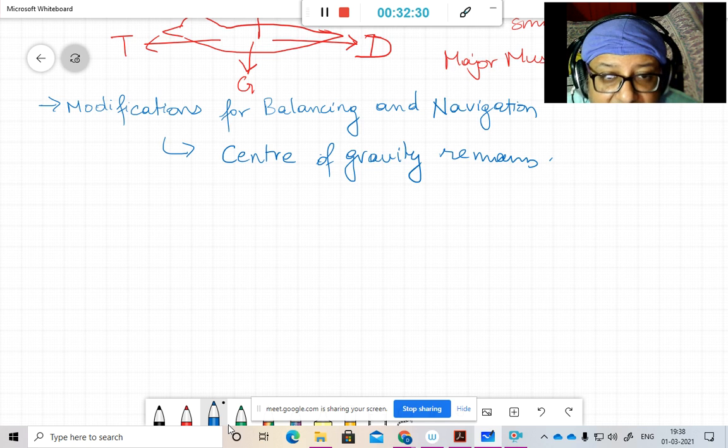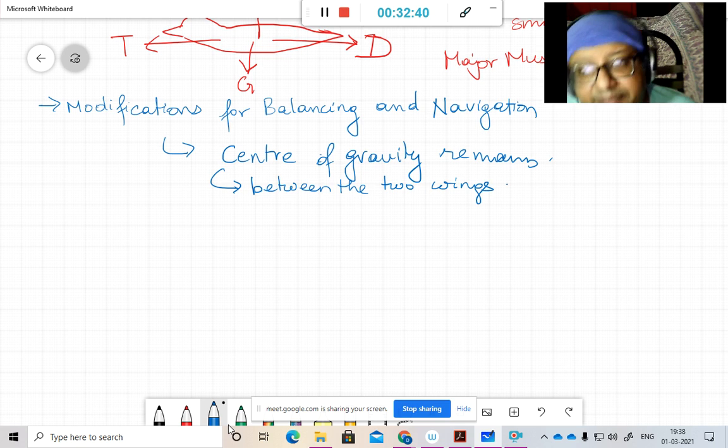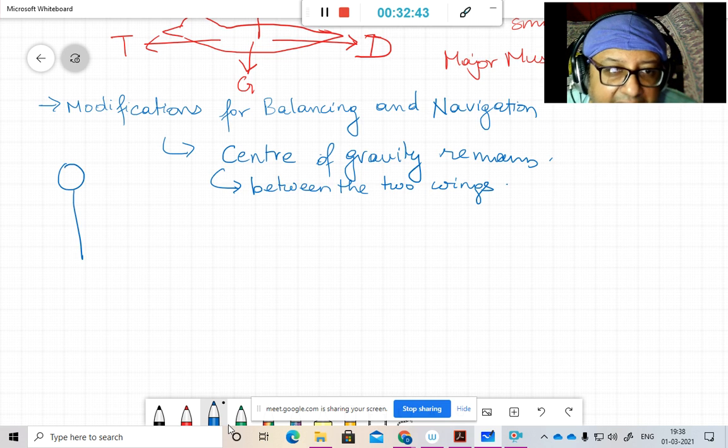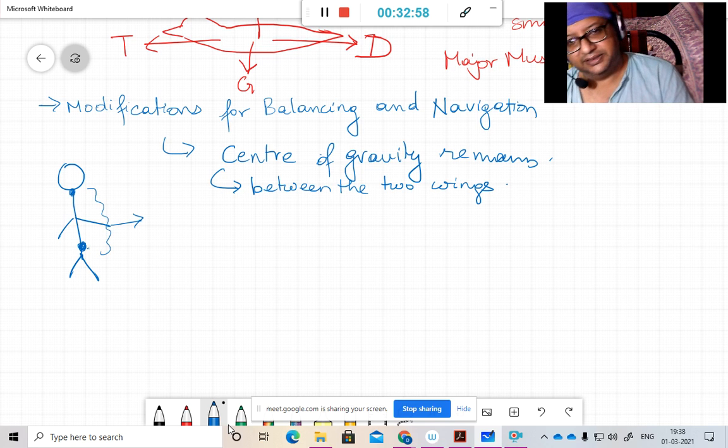So the center of gravity lies between the 2 wings. When you are standing, your center of gravity is in your hip. Another pressure point in your body is near your neck. So these are the 2 regions: the head's center of gravity goes to your neck, and your whole body's center of gravity is near the hip.